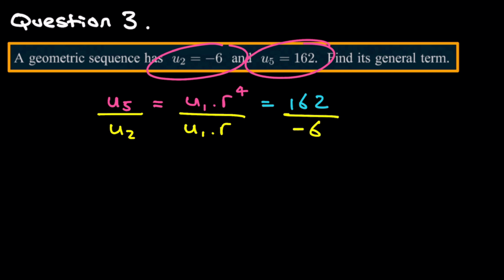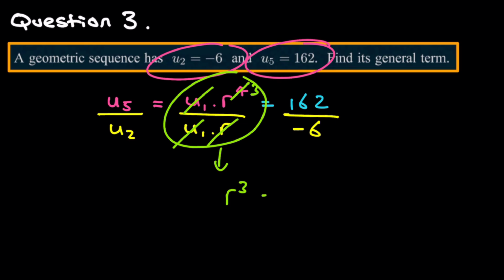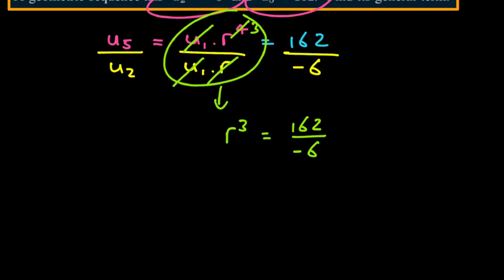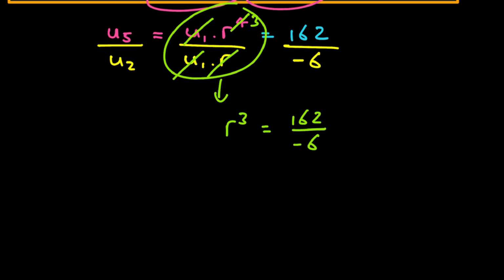So I can cancel the u1s out. I can cancel one of the r's out, making that 3. So this whole expression comes down to r cubed. But now we have 162 over negative 6. And what we can do with our calculator is cube root both sides. When we cube root the left-hand side, the cube root and the cube cancel, but we must cube root the right-hand side as well.